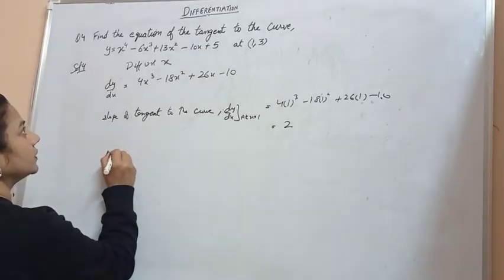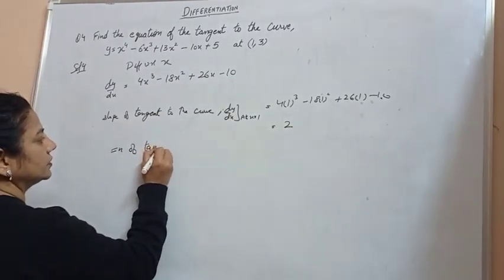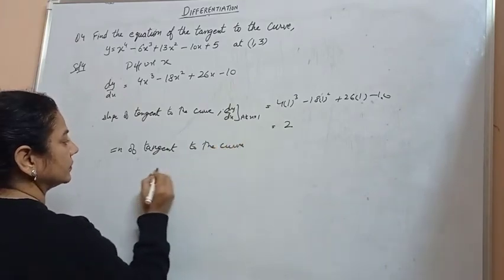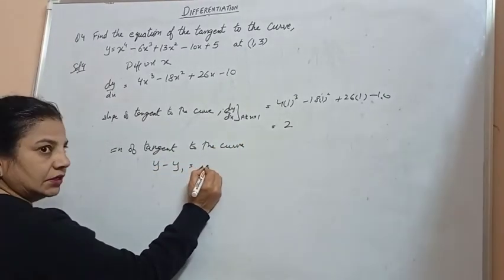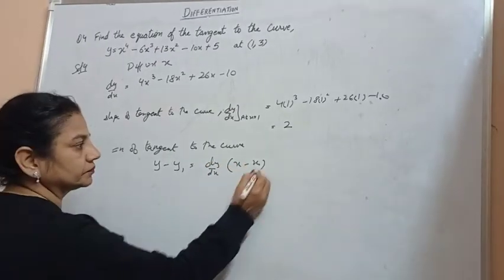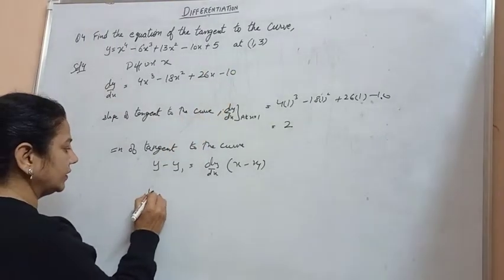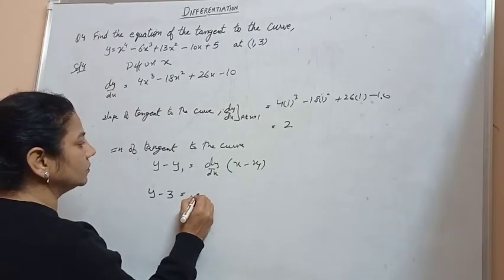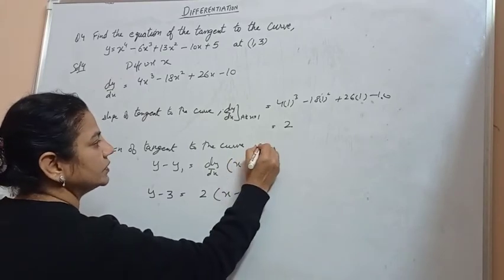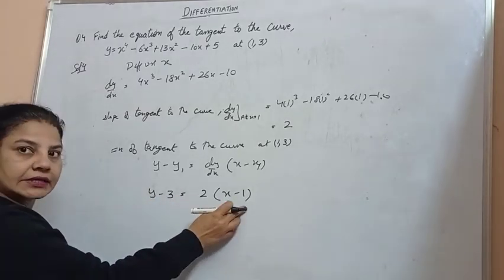So the equation of the tangent to the curve is y minus y1 is equal to slope times x minus x1. Here the value of y1 is 3 and x1 is 1. So I will write y minus 3 is equal to dy by dx, which we calculated as 2, times x minus 1. The point is given as 1, 3, so we have taken y1 as 3 and x1 as 1.